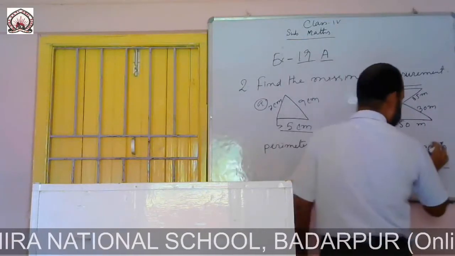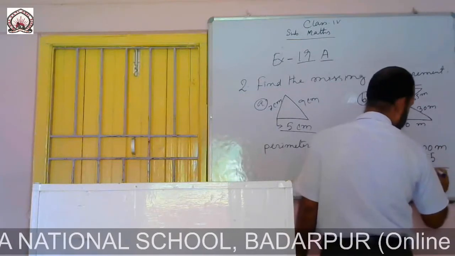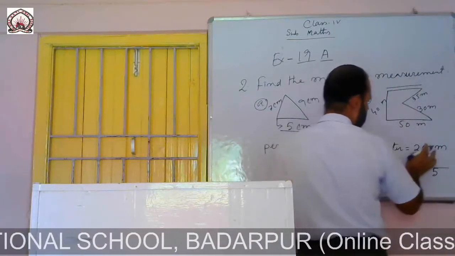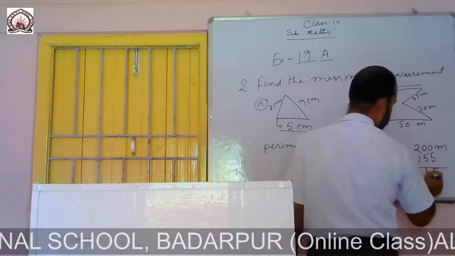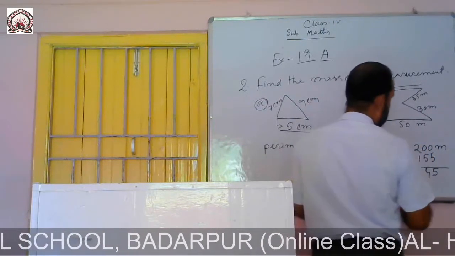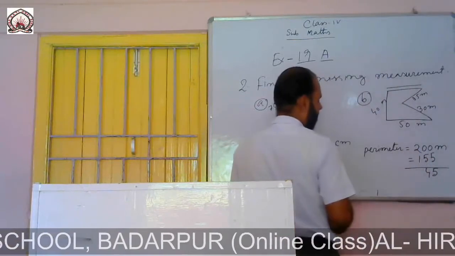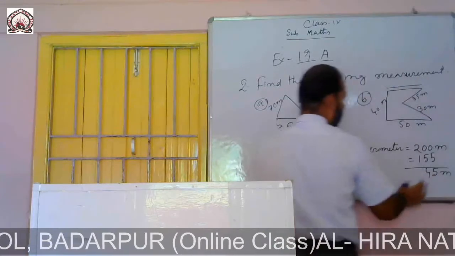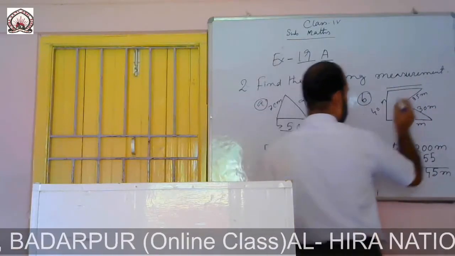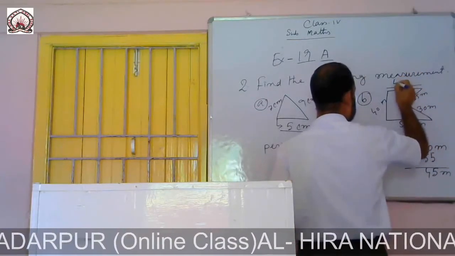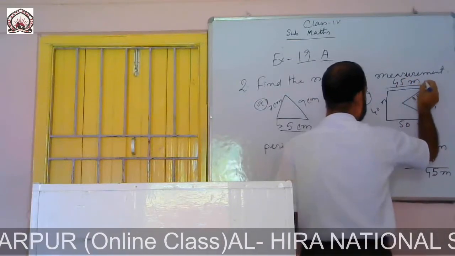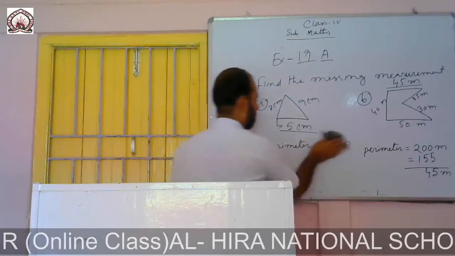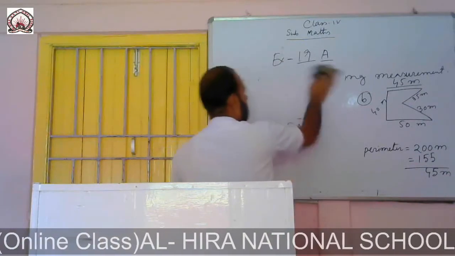Now there 10 minus 5 is equal to 5. Here remain 9. 9 minus 5 is equal to 4, and here remain 1. 1 minus 1 is 0. So here it is 45 meter. So this side equal to 45 meter. Okay. Next.